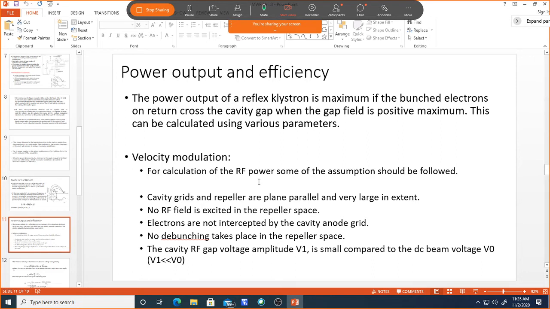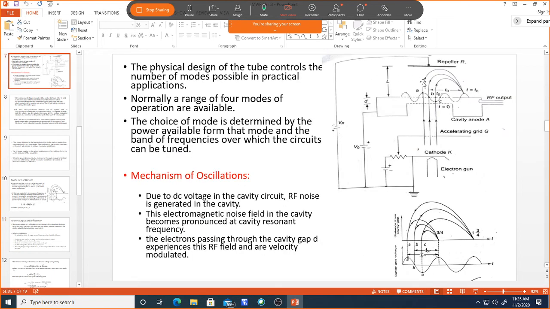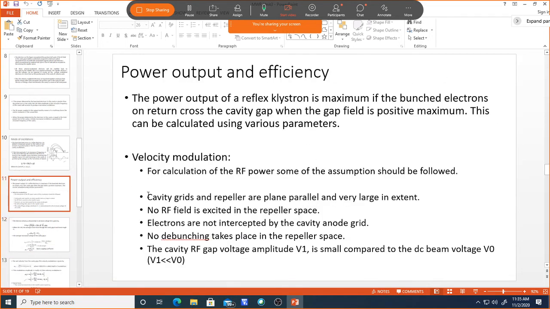So what are the assumptions we need to make? The cavity grids and repeller are plane, parallel and very large in extent. The repeller space will be of large extent, and no RF field is excited in the repeller space. So there is no RF field encountered in this repeller space. These assumptions need to be made in order to calculate the power output.